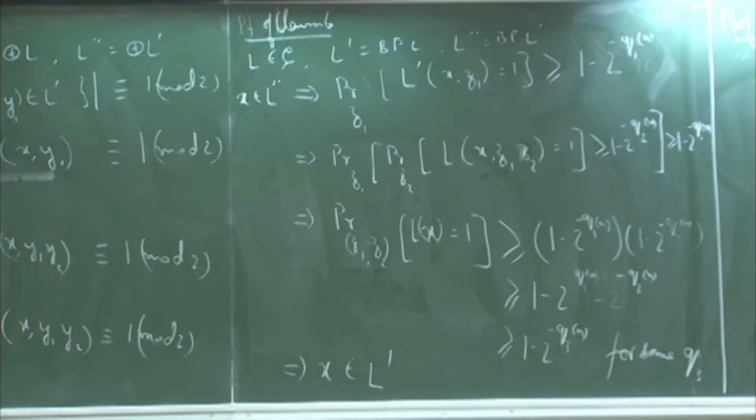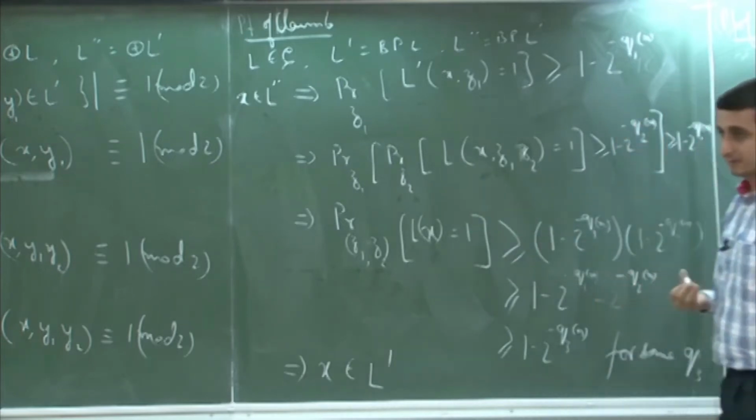Could we multiply the probabilities because they are independent? Yeah, they are independent. Definitely in this case these two are independent events.